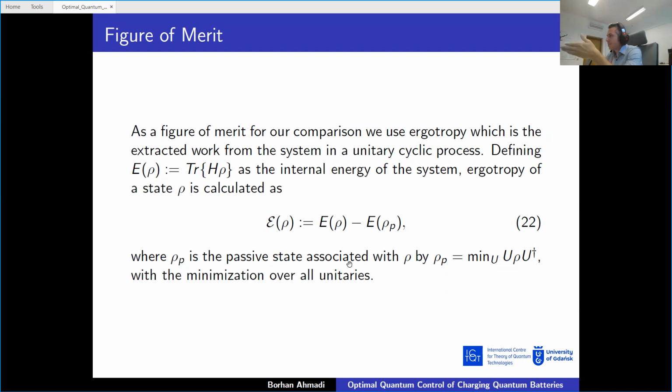So ergotropy is obtained by minimizing over all unitaries that take the system to the state with minimum energy. This state is called rho p. P means passive. It means that you cannot extract any more energy in this way.